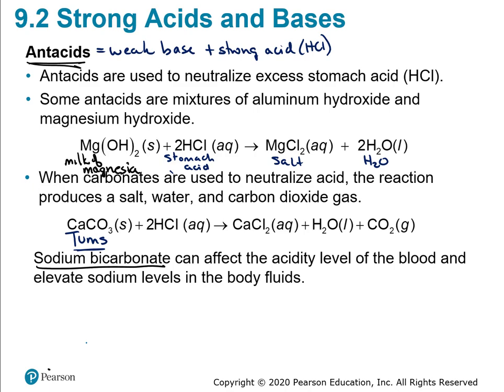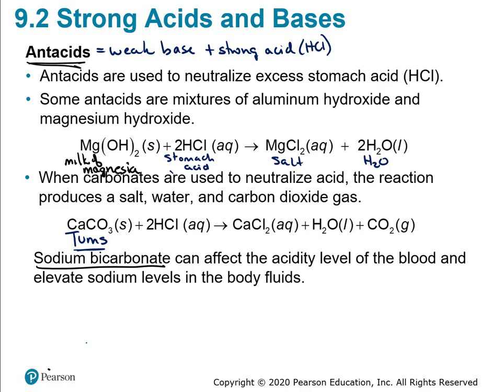Now, if you've ever had acid indigestion and you have taken an antacid, an antacid is a base, but it's not a strong base, it's a weak base. And the reason why you use it is because you don't want to ingest a strong base. You wouldn't want to ingest sodium hydroxide because it's corrosive. It would damage your mouth, your throat, your esophagus, your stomach, before it ever reached the excess stomach acid.